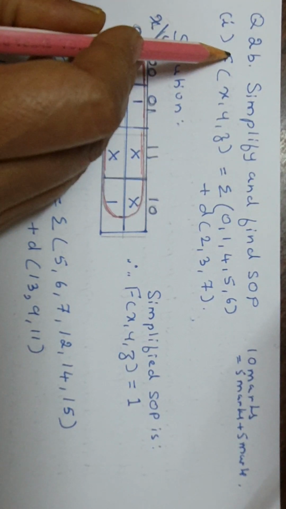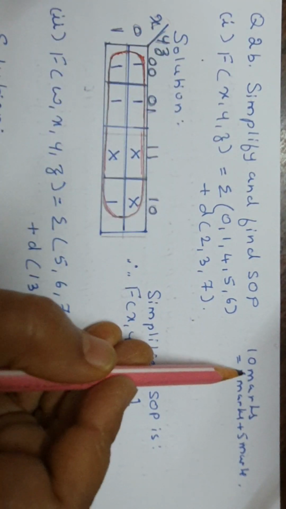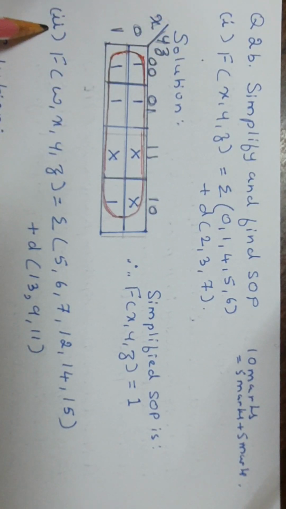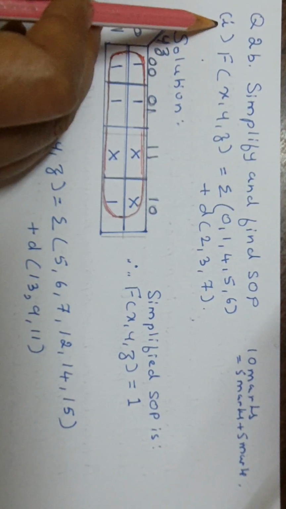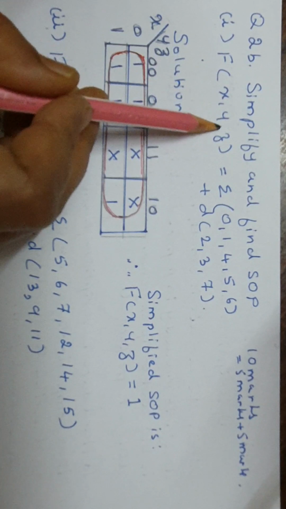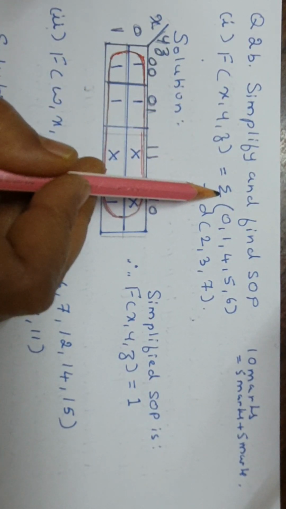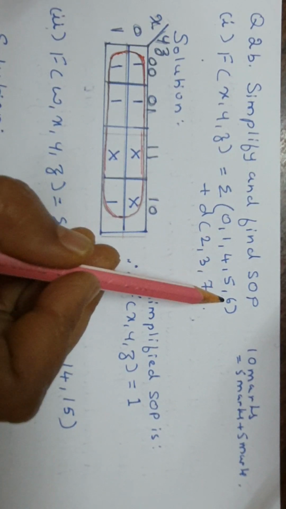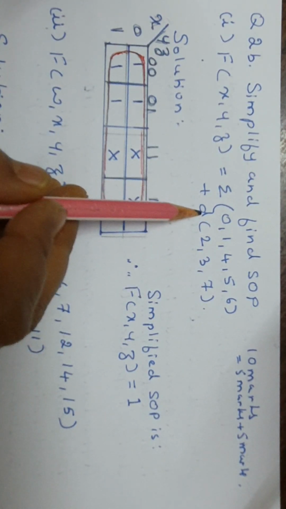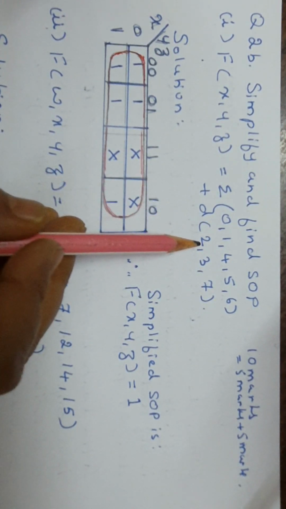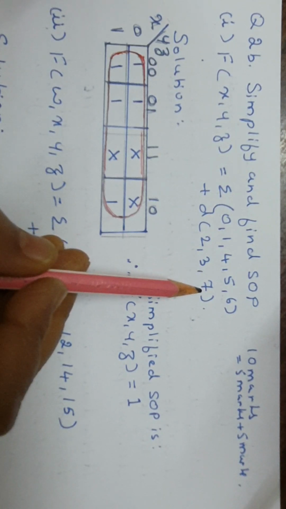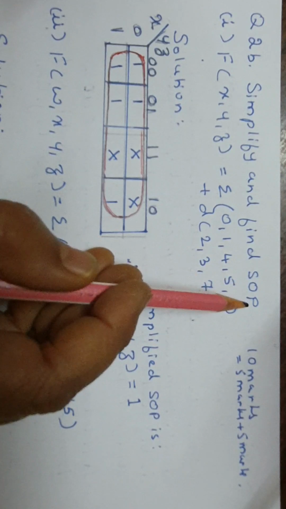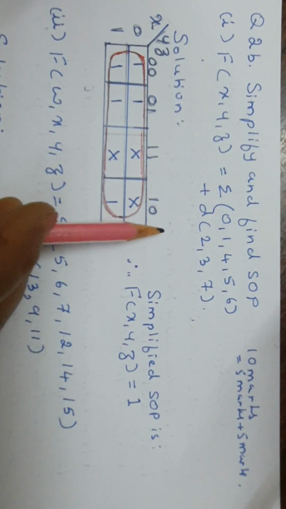Next question 2b is for 10 marks. There are 2 sub-questions, sub-question 1 and sub-question 2. The first one we'll see: f of xyz is equal to sigma of minterms 0, 1, 4, 5, 6 and the don't care conditions being minterms 2, 3, 7. So we'll have to simplify and find the sum of products form expression.